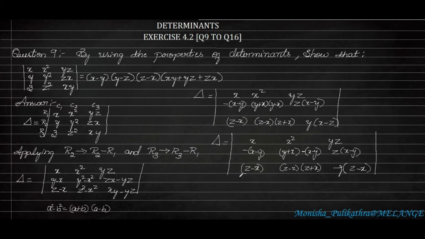Now we can take the common term. From the second row I will be taking x minus y, and from the third row I will be taking z minus x. So first row write as it is, x, x square and yz. In the second row, since I have taken x minus y common, it will become minus 1, minus of x plus y, and z. Here since I have taken z minus x common, remaining is z plus x, and minus y will be remaining.